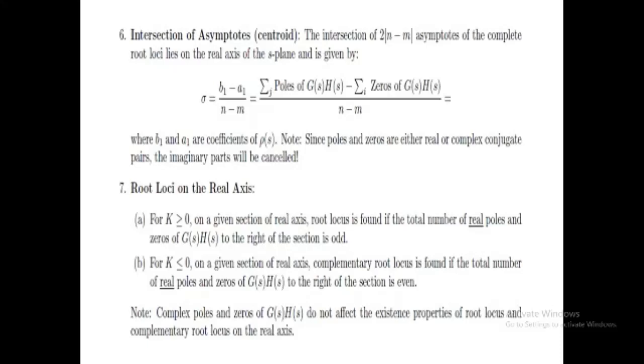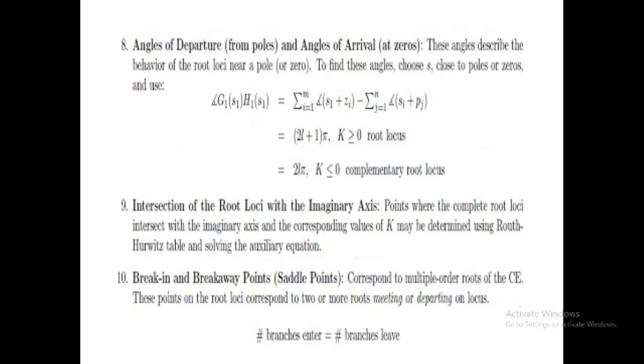Note that the complex poles and zeros of G(s)H(s) do not affect the existence properties of the root locus and complementary root locus on the real axis. Now, the angle of departure from poles and the angle of arrival at zeros. This angle describes the behavior of the root loci near a pole or zero, and to find this angle, choose s close to the pole or zero. And how to use this?